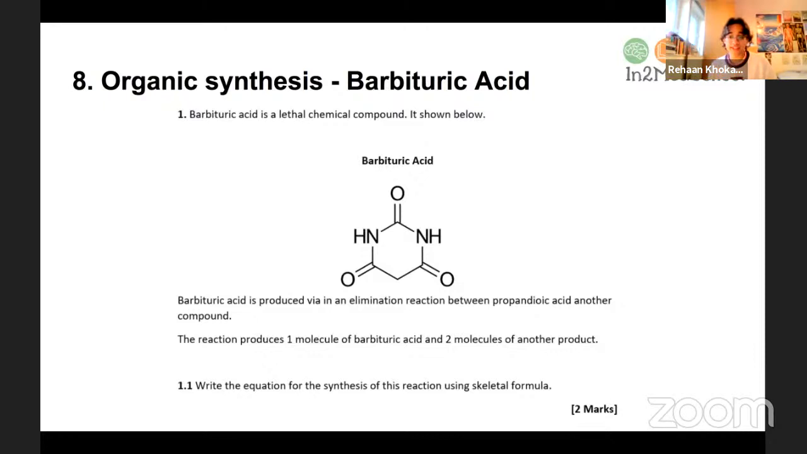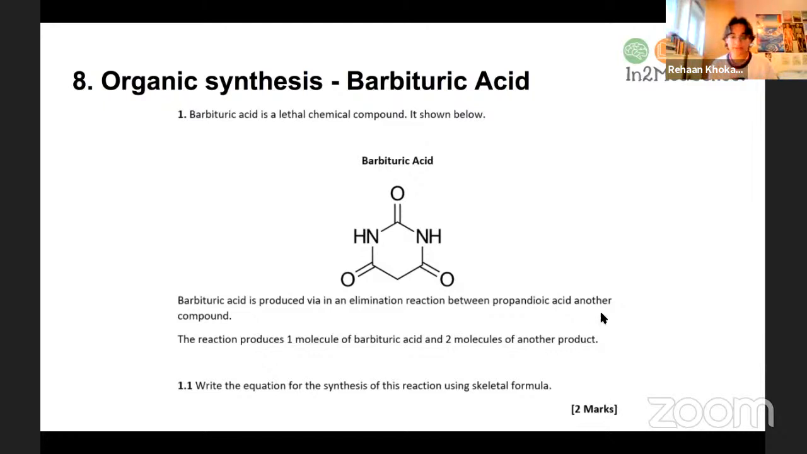So the production of barbituric acid is via an elimination reaction. So ideally we're removing something, probably water, between propandioic acid. That's propane with 3 carbons and 2 carboxylic acids, and another compound. This reaction produces one molecule of barbituric acid and 2 molecules of another product, and you write the synthesis in skeletal formula. So if we look at barbituric acid, propandioic acid is being used to make it. I wonder what else, possibly something involving nitrogen, who knows? And the likelihood is, yes, it's probably some form of amine.